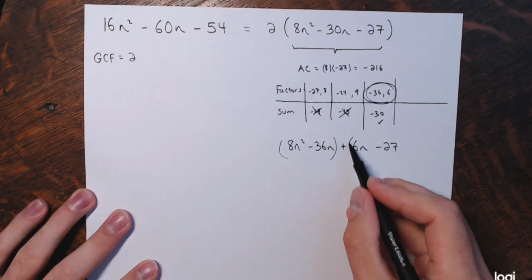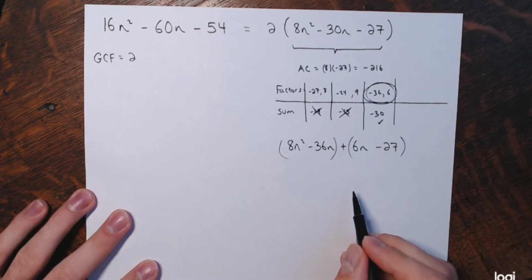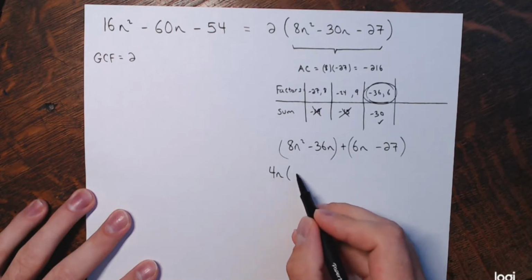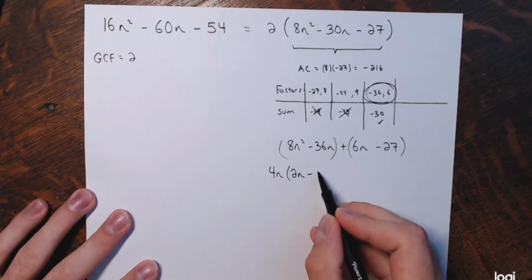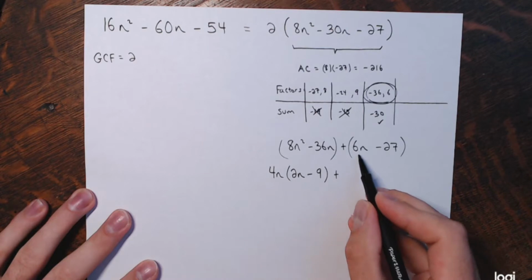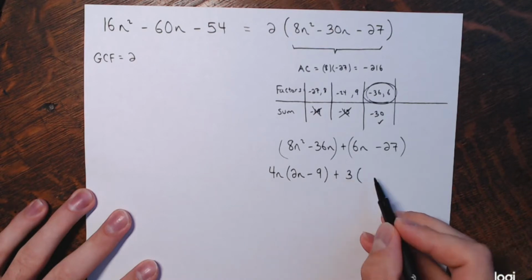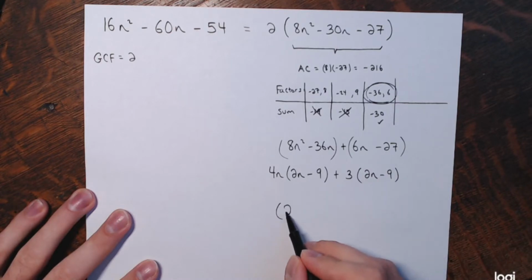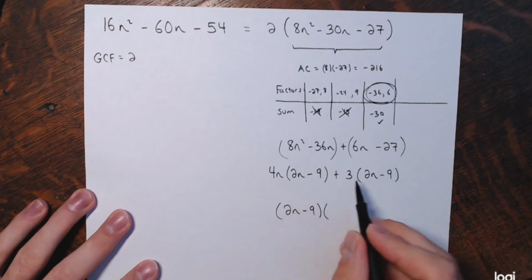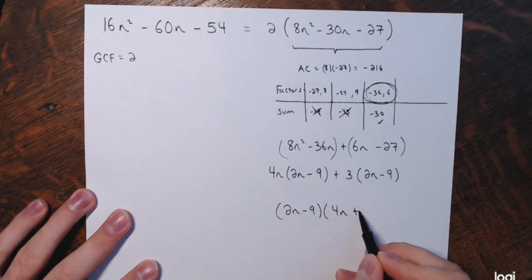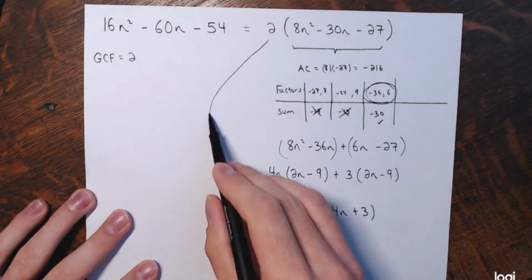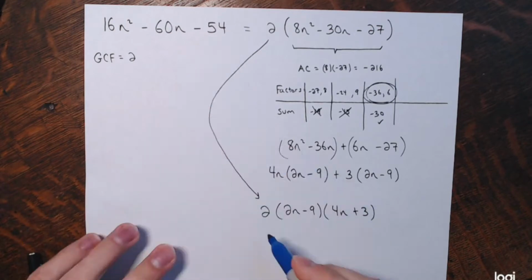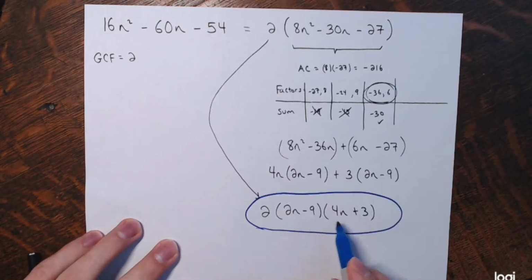First group plus second group, first half plus second half. The first group has a greatest common factor of 4n, and that'd be multiplied by 2n minus 9, plus the second group has a common factor of 3 times 2n minus 9, and then the GCF of these two is 2n minus 9, and the other factor would be 4n plus 3. And then don't forget we pulled out that 2 from earlier, so that didn't go away. So this original expression factors to 2 times 2n minus 9 times 4n plus 3.